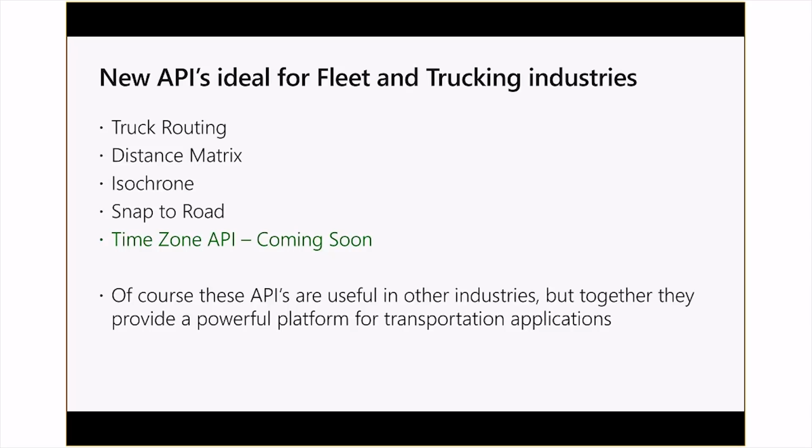And I made this point earlier that these APIs, we're talking about fleet management and logistics today. But it's amazing how after we release these APIs, how people in other industries have been using them: commercial real estate, insurance assessment. They've been using distance matrix and Isochron quite a bit. So they're not just for fleet, but that's what we're going to focus on today.